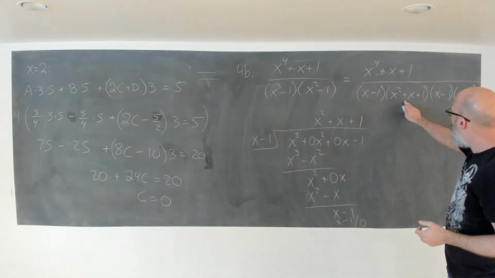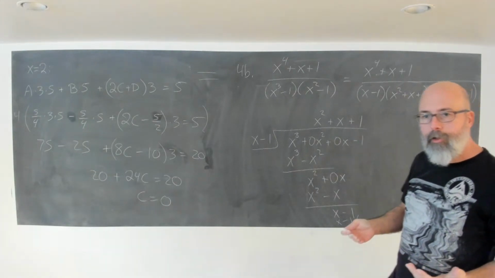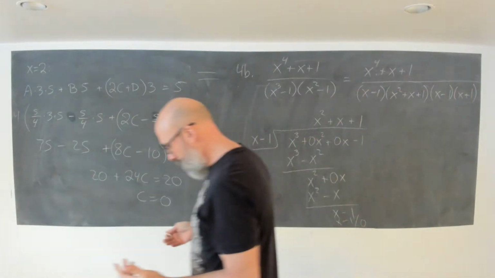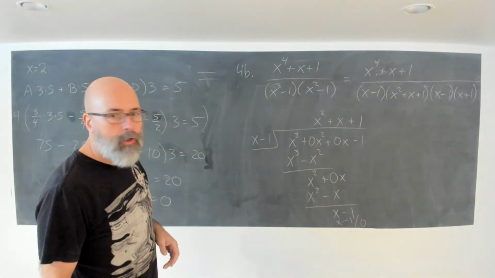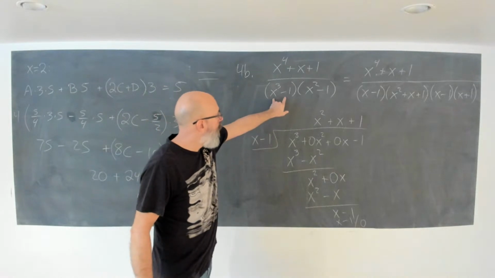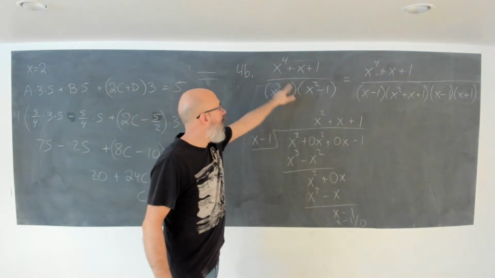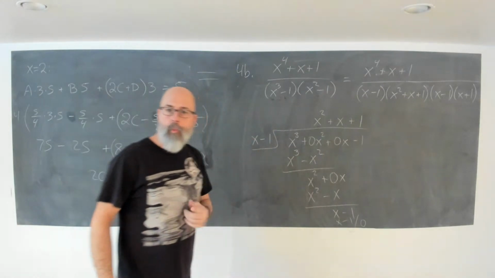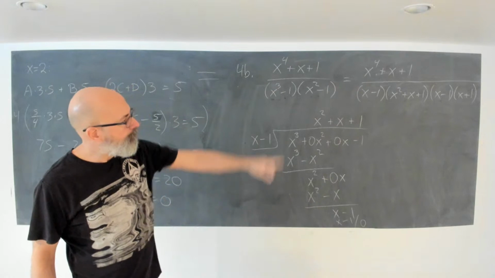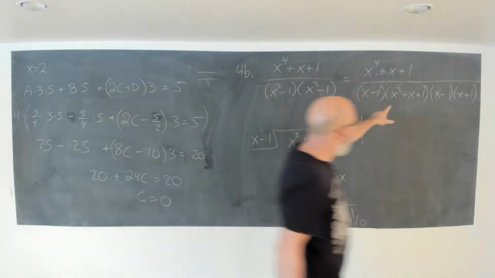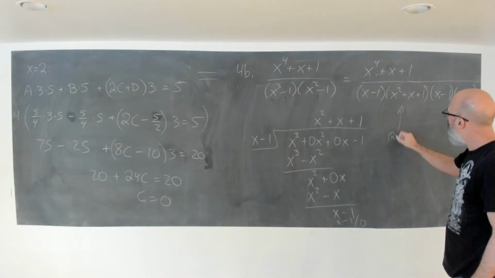What about this one? Is this irreducible? It's a polynomial of degree 2, so it may or may not be. How do we get x minus 1? We notice that 1 was a root. If x is 1, you get 0 here. 1 is a root, so x minus 1 must be a factor. Is x squared plus x plus 1 irreducible? That's the question.